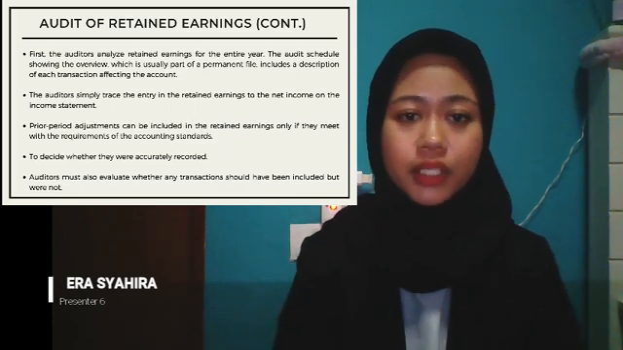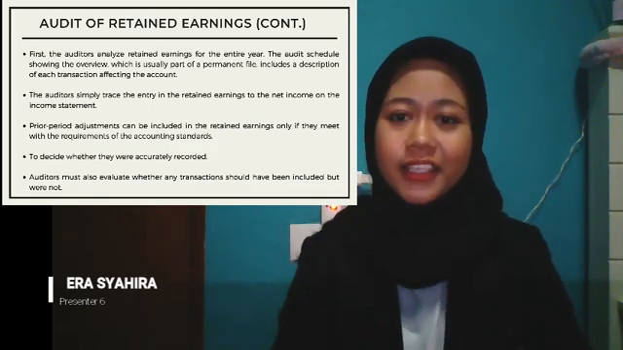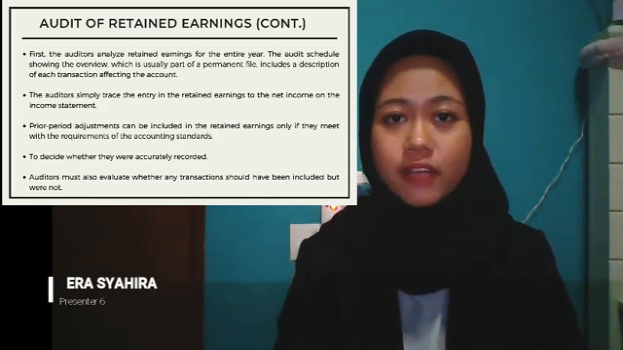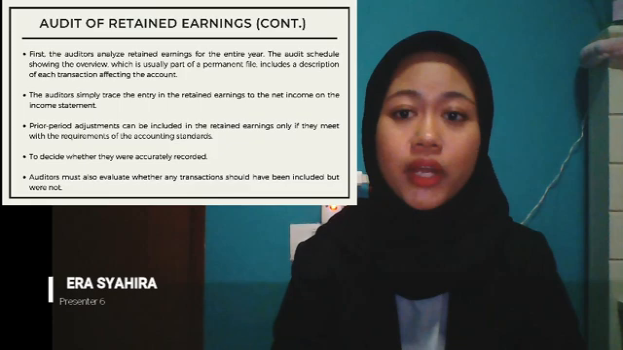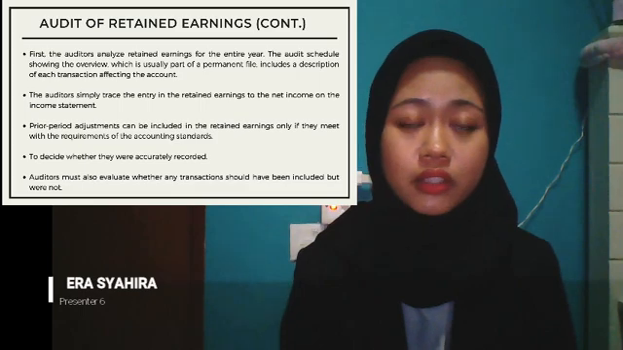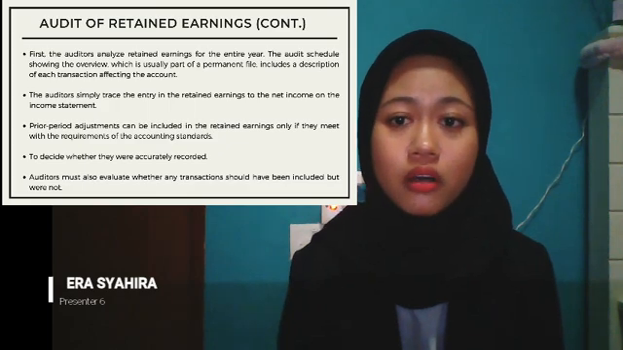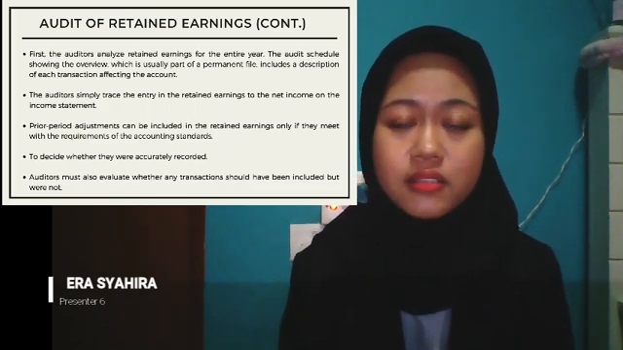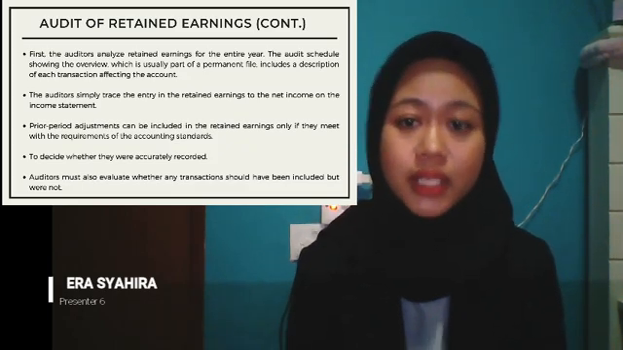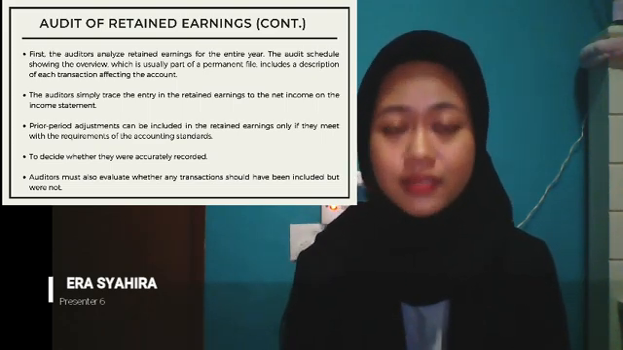In auditing debits and credits to retained earnings, other than net earnings and dividends, the auditor must determine whether the transaction should have been included. For example, prior period adjustments. These adjustments can be included in retained earnings only if they satisfy the requirements of the accounting standard. If the client reflects any prior period adjustments, confirm that these are indeed errors that can be corrected by making adjustments to retained earnings.